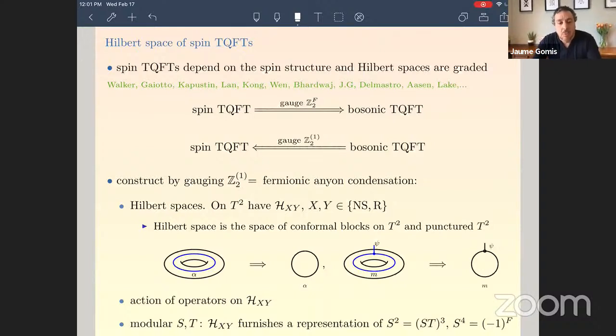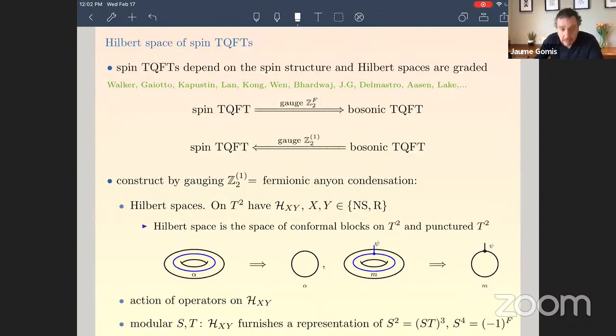So now we have to understand what is the Hilbert space of a spin TQFT on the torus. If the theory is bosonic, we know that the Hilbert space of a bosonic TQFT is given by the space of conformal blocks on the 2-torus. In this setup, the space of conformal blocks of a spin TQFT is given by the space of conformal blocks on the 2-torus and the once-punctured torus, which I represent in this picture. So the Hilbert space is obtained by inserting a line along, say, the B cycle of the torus. But in a spin TQFT, you can also get states from the one-point conformal blocks in the bosonic theory.